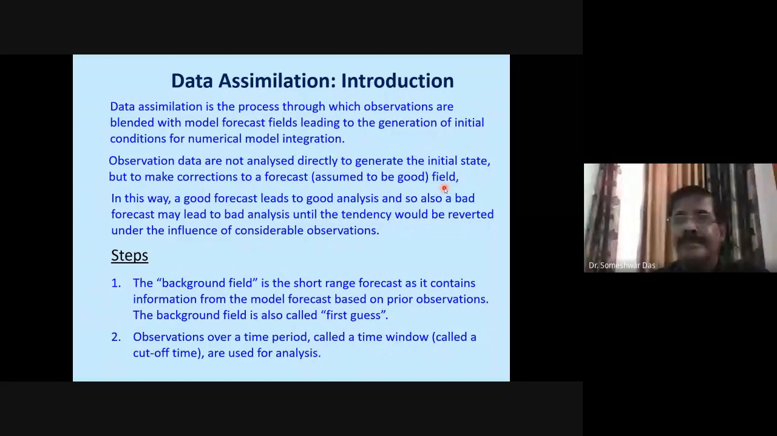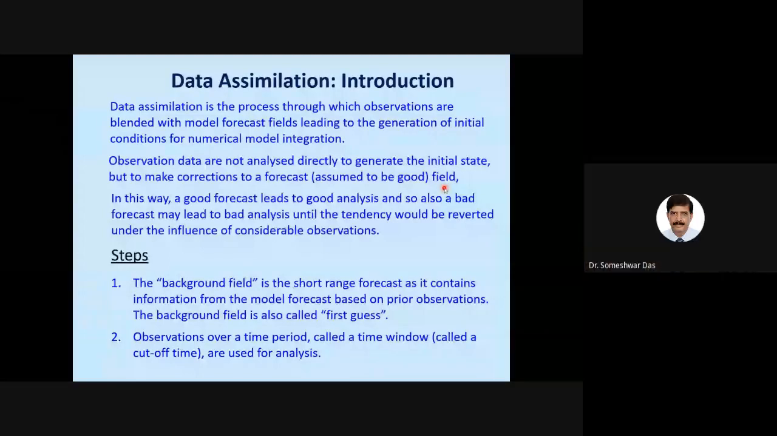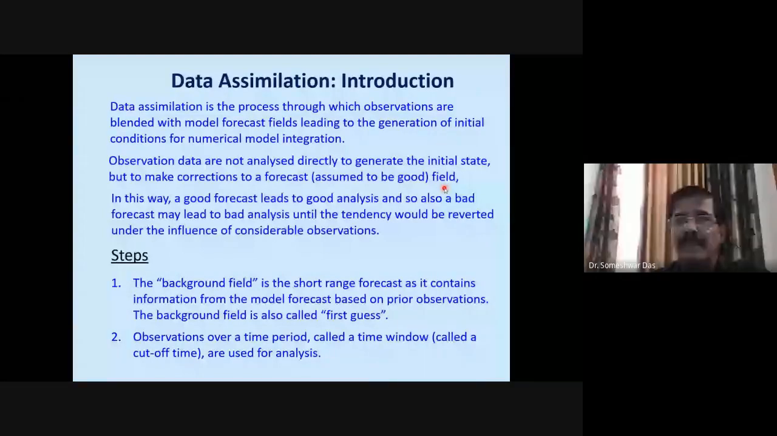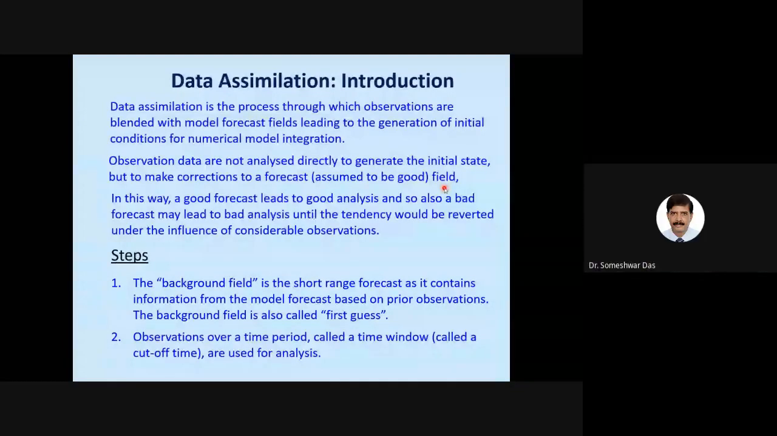So we have to keep a time margin, and generally we give a time margin of plus minus 3 hours, right? Because it's not just a set of observations at a given time, but all the observations, let us say, which were collected at 21 UTC. Now, what is 21 UTC in terms of Indian time?